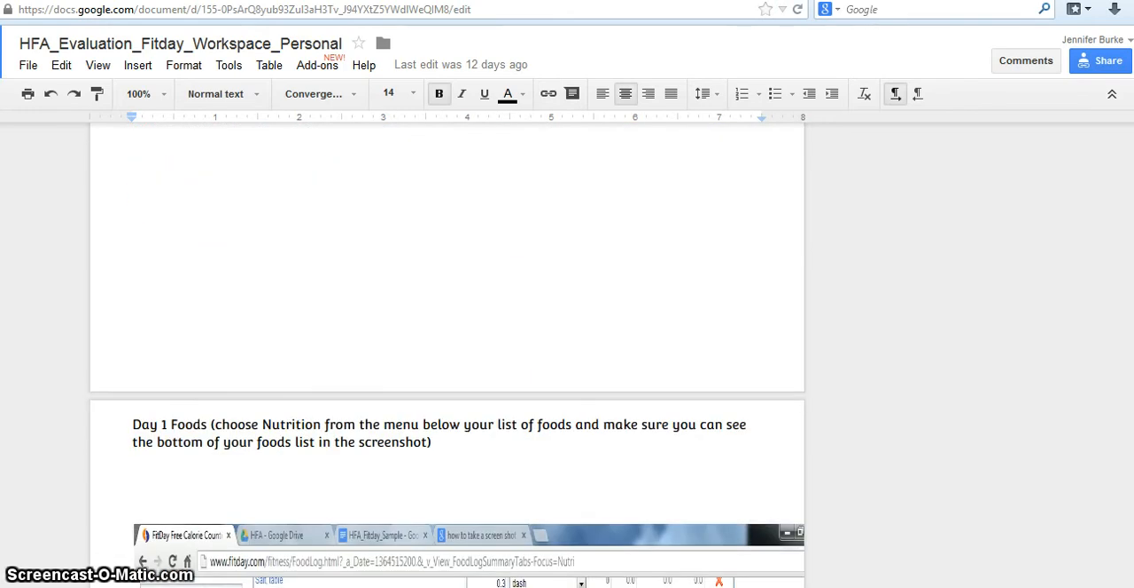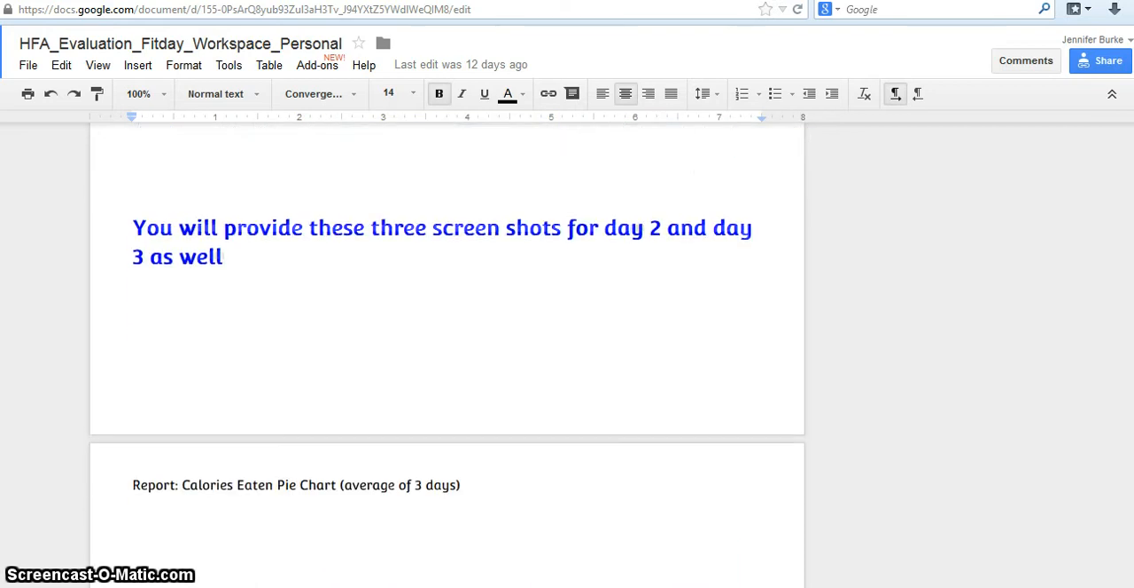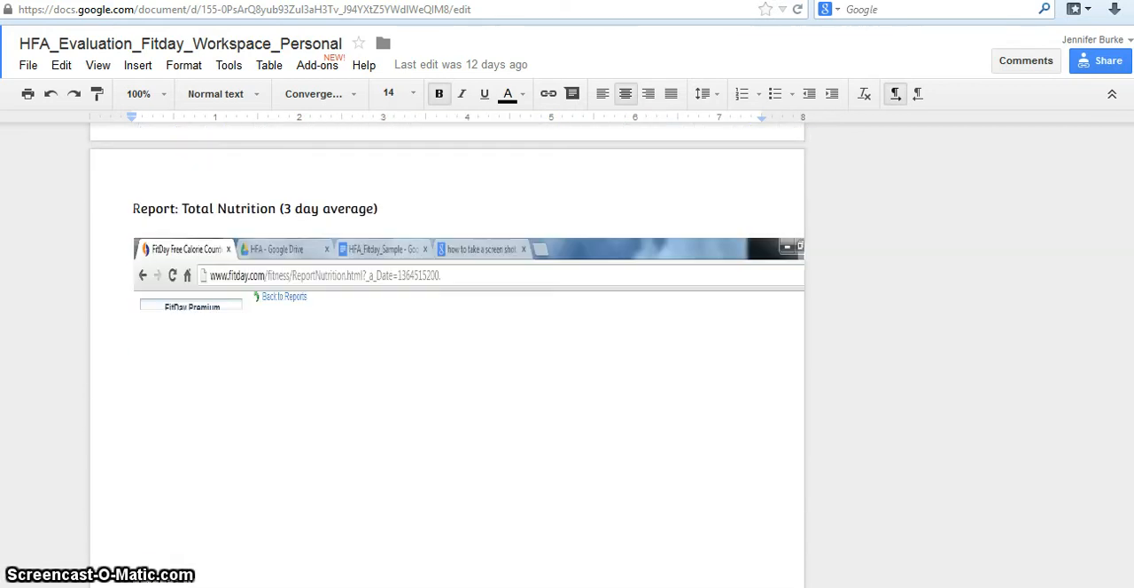Notice that for the second screenshot where you hit nutrition right here, you need to also include at least the bottom row of your foods eaten. This is so that I can double check this number here, the 1764 calories, with the report above and make sure that you're actually giving me data from the same day. So you'll do your day 1, your day 2, your day 3.